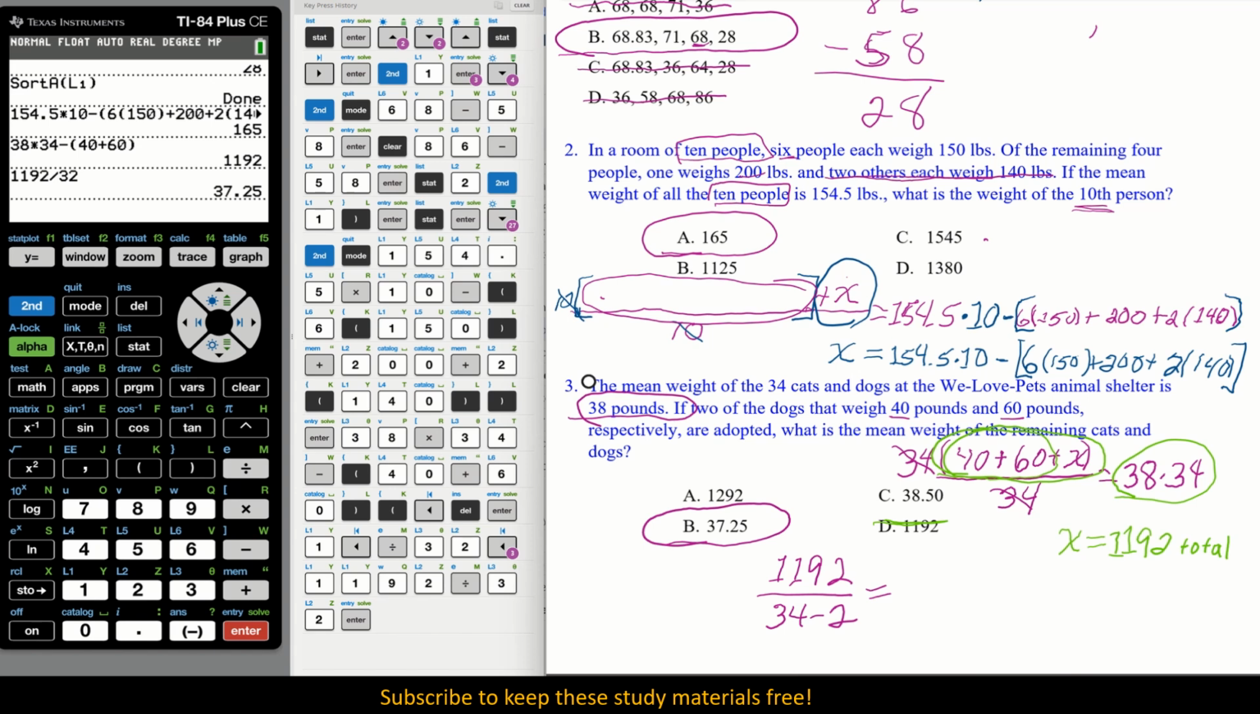Okay, if you didn't quite catch all that, stop the video, rewind, write it out for yourself, and try it again. Look at my steps. Okay, let's move on.